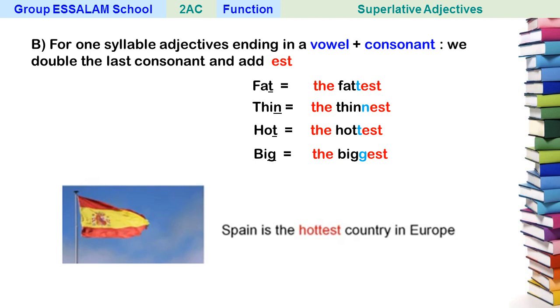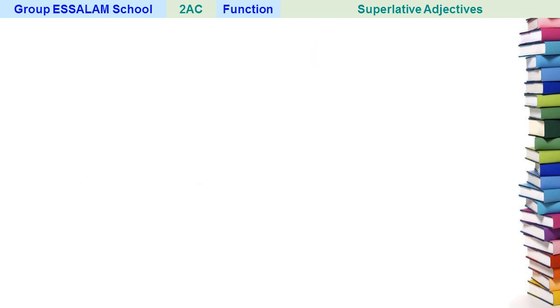So here we have Spain. We are comparing Spain to the whole countries in Europe. Is it okay? That is, Spain is the hottest country in Europe. So the adjective hot, yes or no? Since we have a vowel plus consonant, we double the last consonant, which is T, and then we add est, the hottest country in Europe.